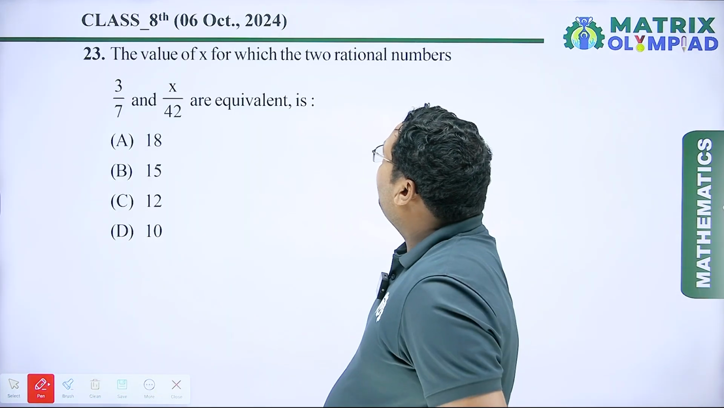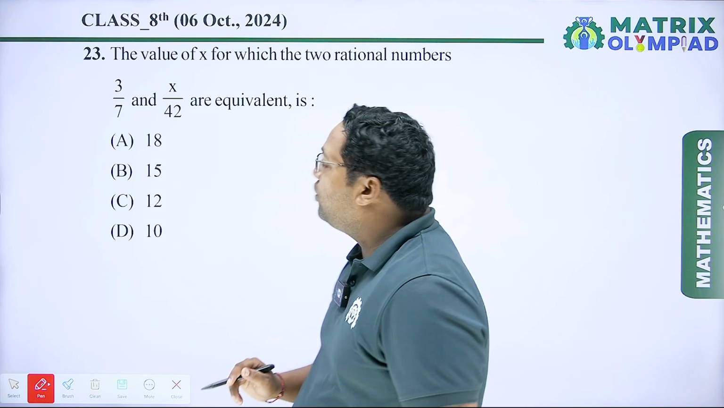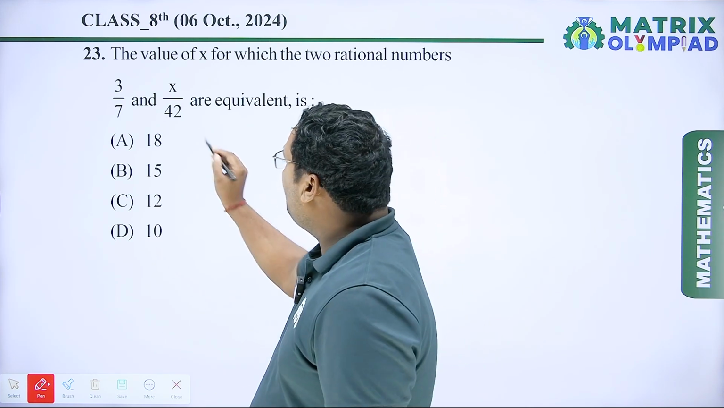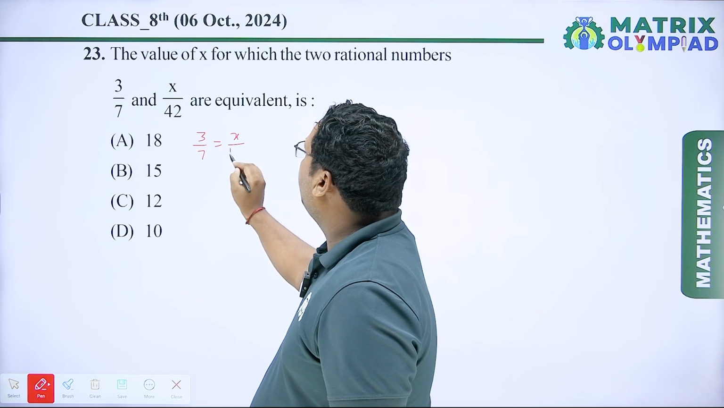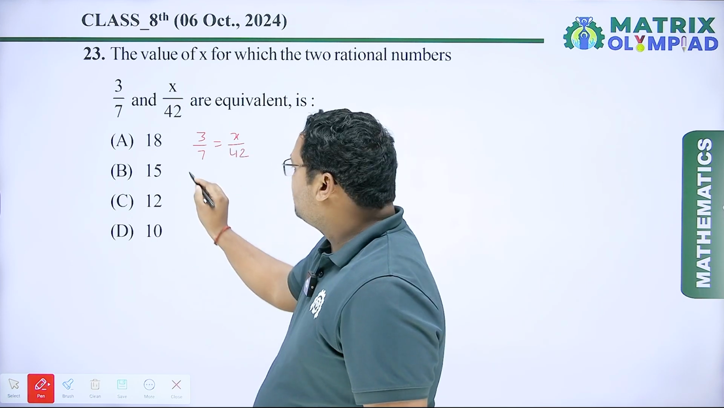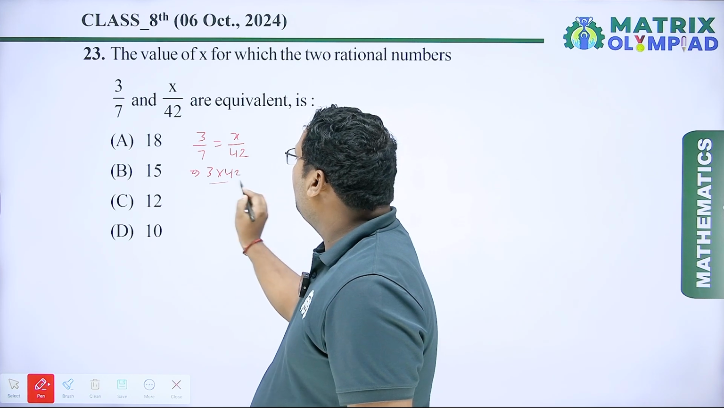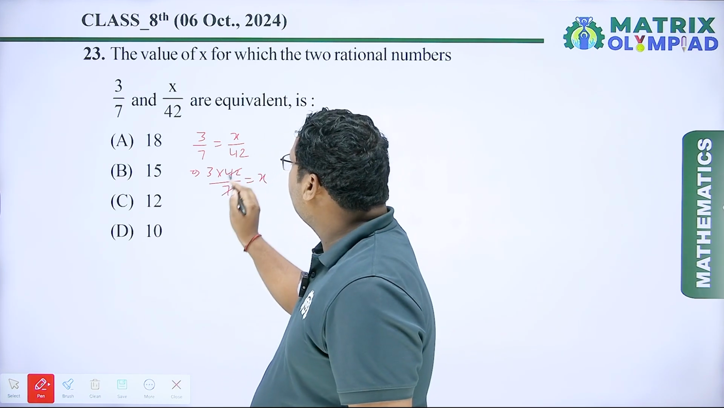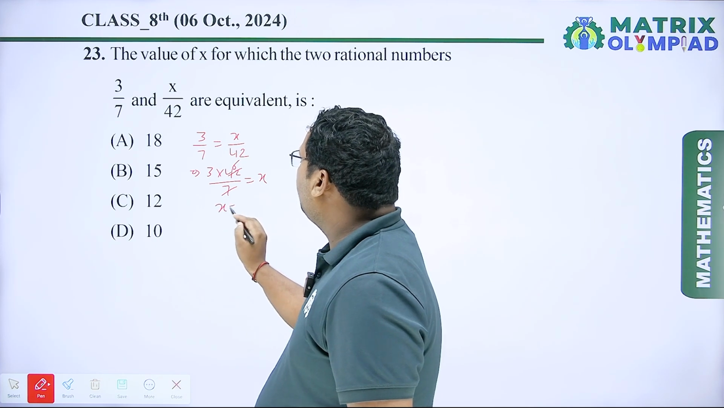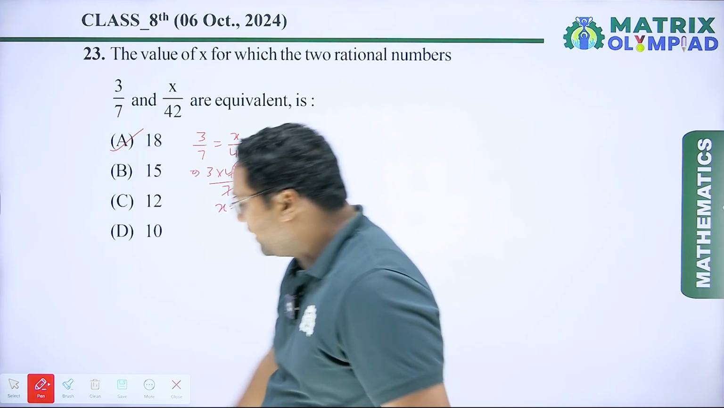Next, the value of x for which the two rational numbers 3 by 7 and x by 42 are equivalent is. So we have to put 3 upon 7 is equal to x upon 42. Solve this equation. So we will get 3 into 42 upon 7 is equal to x. So 7 6s are 42 and we will get x equal to 18. So correct option is A.